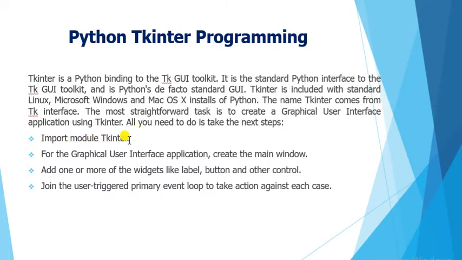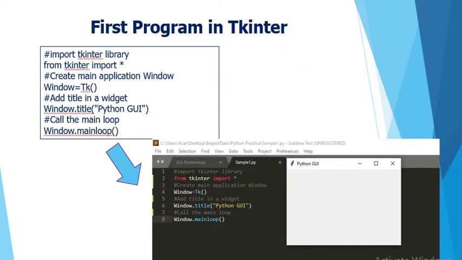First, we have to import the module Tkinter. Second, for the graphical user interface application, we have to create a main window. Third, we have to add one or more widgets like label, button and other controls as per our requirement. And fourth, enter the user-triggered main event loop to take action against each event. Whenever we develop a Windows application or GUI application in Tkinter, we always use these four steps. We will see through an example.